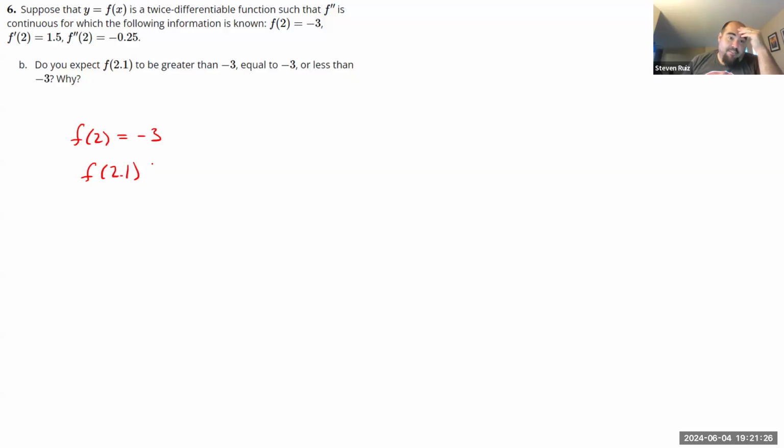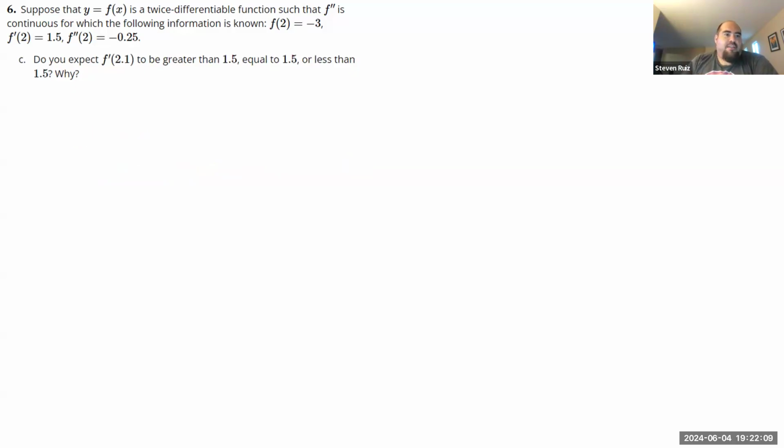Well, in part A, we answered that in this neighborhood around x equals 2, function f is increasing. So we would expect that if we increase our value of x a little bit, by 0.1 units, then the value of y will increase a little bit. For that reason, we would expect f of 2.1 to be a little bit bigger than f of 2. And why is that? Because f prime of 2 is positive, or equivalently, f is increasing at 2.